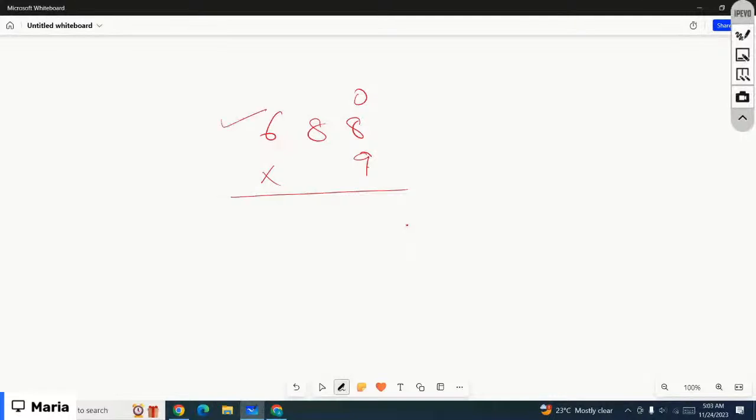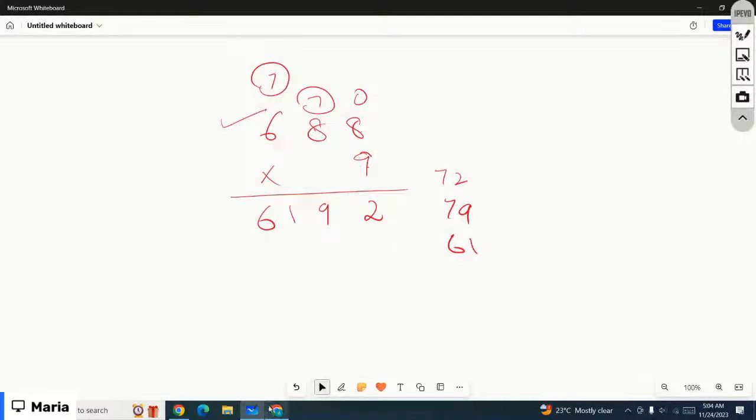So let's start with the ones. 9 times 8 is 72. Write 2 over here and carry 7. Now multiply 9 times the next digit. 9 times 8 is 72 plus 7, that is 79. Write 9 over here and carry 7. Then 9 times 6 is 54, plus 7 is 61. Write 1, and since you don't have any other digit, write 6. That means 688 times 9 is 6192.